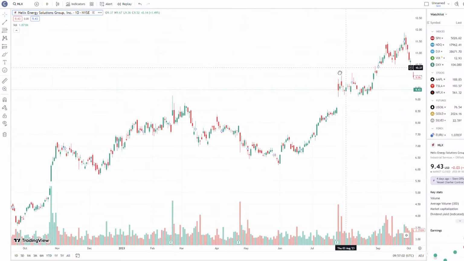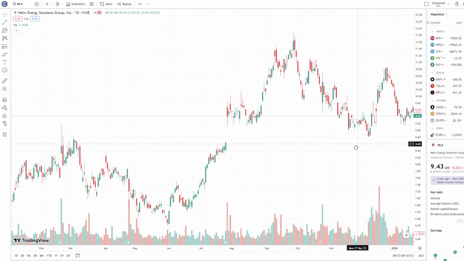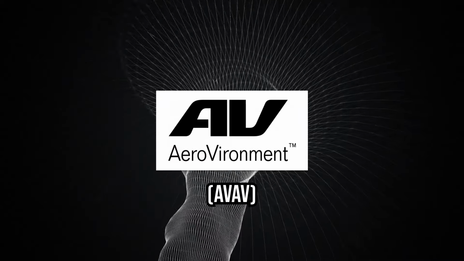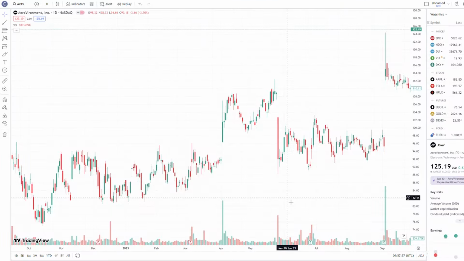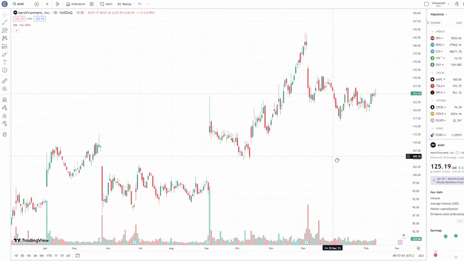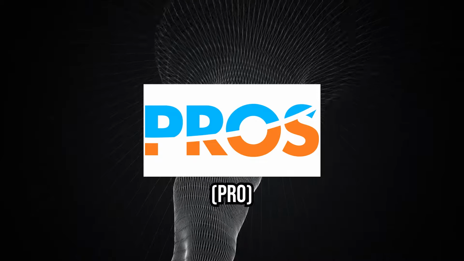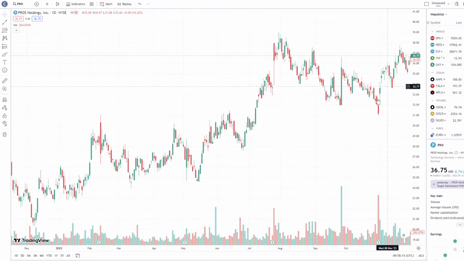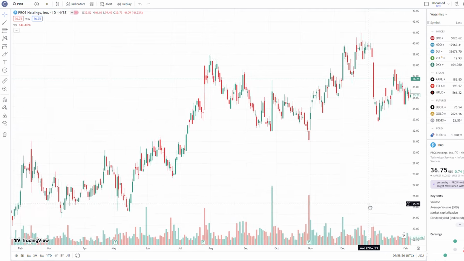Number 11. Helix Energy Solutions Group Incorporated. Engaged in offshore energy, Helix integrates AI into its robotics and automated oil and gas exploration and production processes. Number 12. AeroVironment Incorporated. A company focused on drones and tactical missile systems, AeroVironment leverages AI in navigation, surveillance, and data collection. Number 13. PROS Holdings Incorporated. A tech company developing AI-related tools, PROS Holdings aims to assist businesses in setting prices, improving sales strategies, and managing revenue effectively.